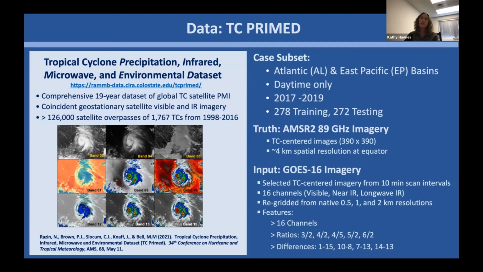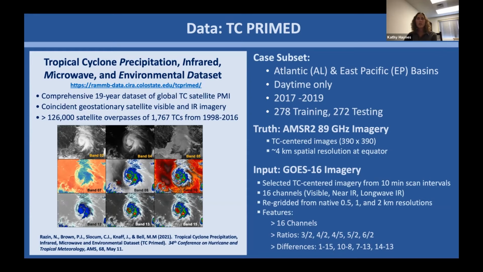Now for this study, we used a smaller subset of this data set. We were focusing on the Atlantic and East Pacific basins, and I will only show results from daytime only and from 2017 to 2019. From the subset, we roughly divided this in half into 278 training cases and 272 testing cases. The results that you'll see for the remainder of the talk will be from the testing cases.